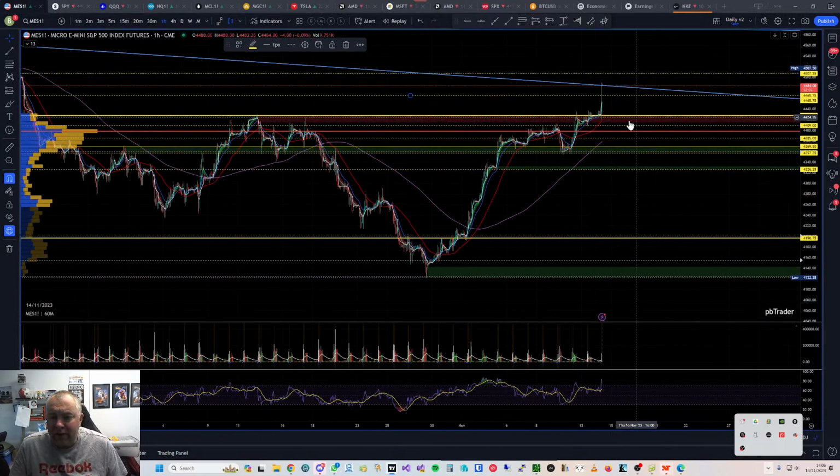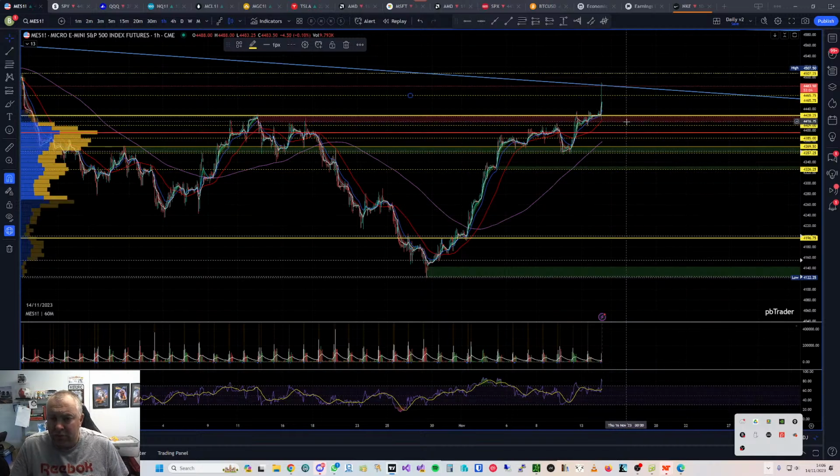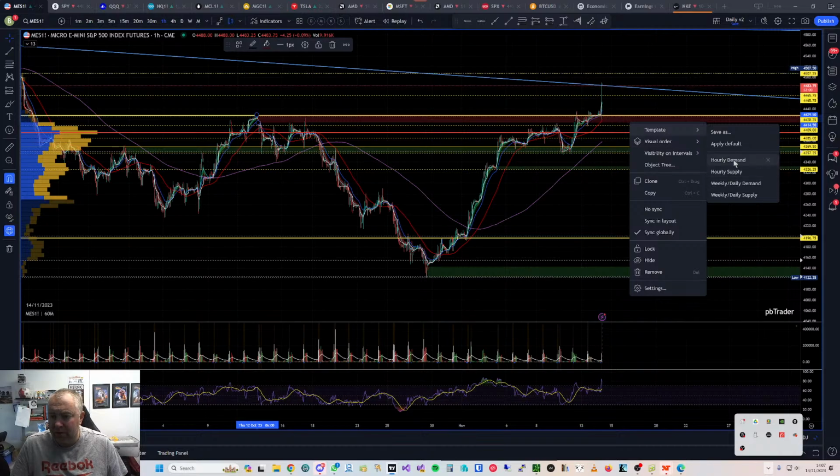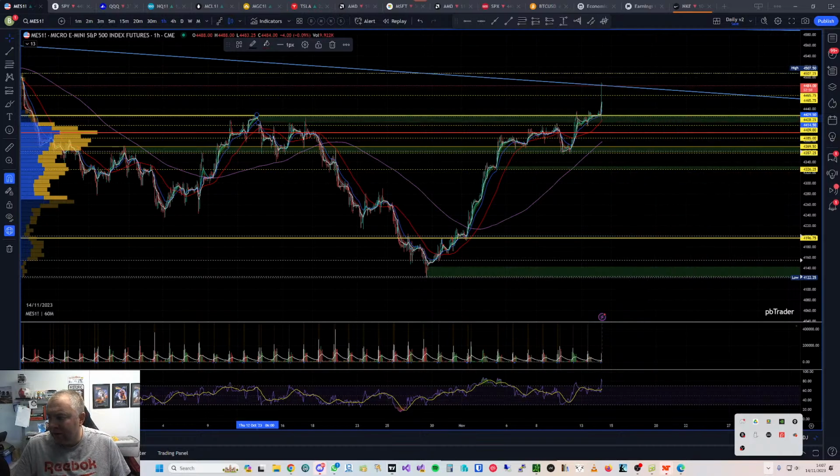In the hourly, yeah, so it's right above there. This is no longer a supply zone, which it has been for such a long time. It's now a demand zone. So if we come back down into 44.30 through to 44.20 area, I'll be waiting for a potential bounce.